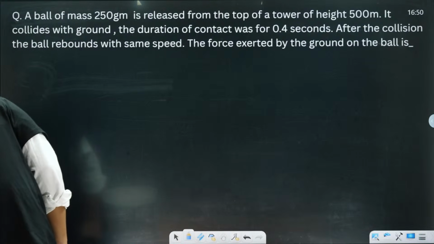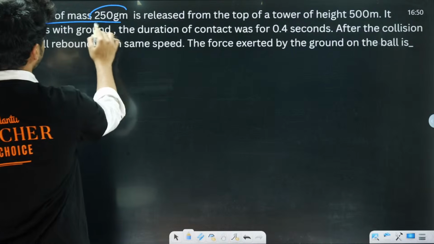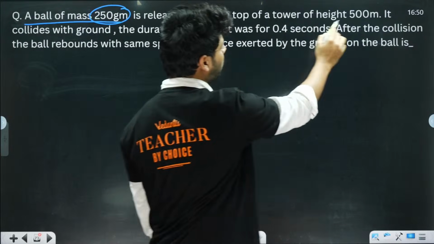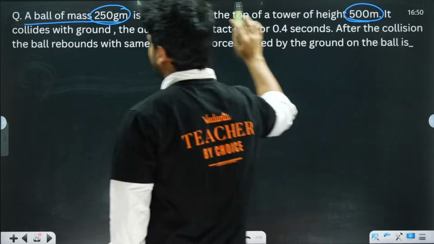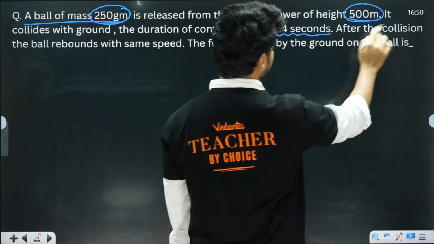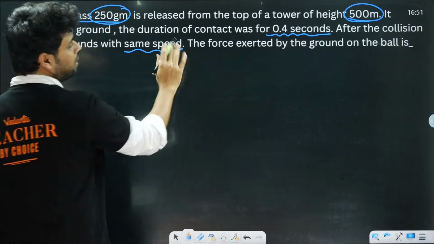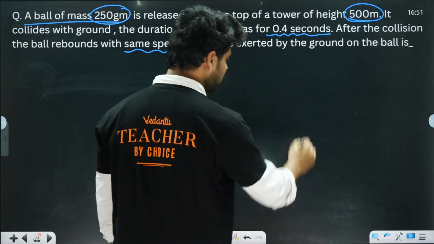So let us take mixed questions. Good, Prasad, very good. A ball of mass 250 gram is released from top of a tower of height 500 meter. Okay, it collides with the ground. The duration of contact was for 0.4 seconds. After the collision, the ball rebounds with the same speed. Right? తీసుకోండి. The force exerted by the ground on the ball is that.